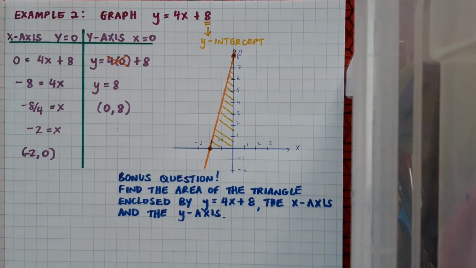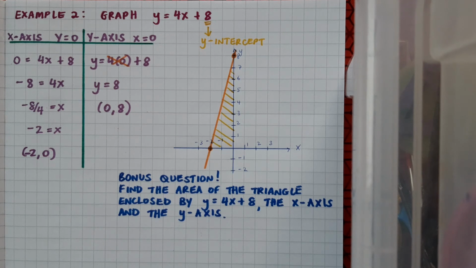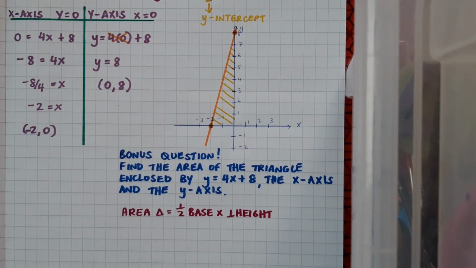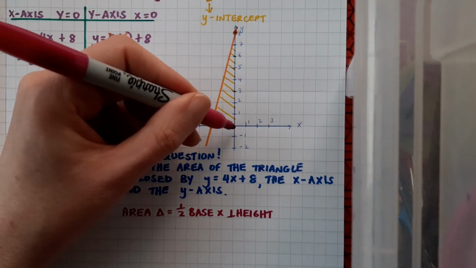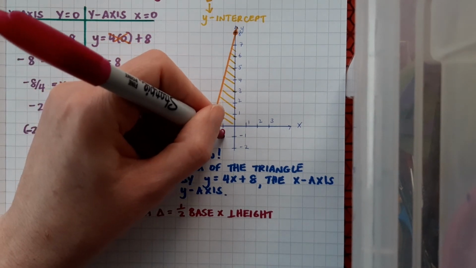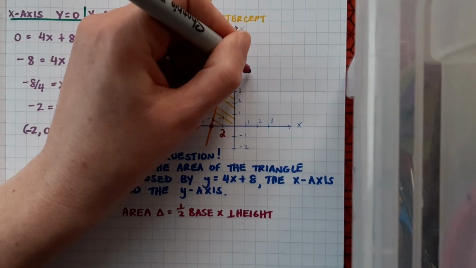So I've highlighted the triangle that has the line, the x-axis and the y-axis as its sides. And now I'll make a note of the formula. Half the base times the perpendicular height. So now what are the base and the height? Well, the base is 2 spaces across, so the base is 2 and the height is 8.